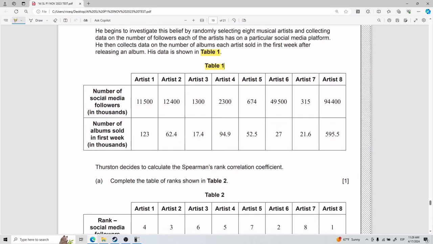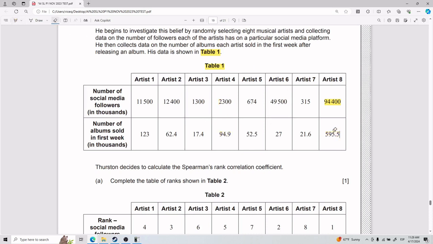Just so that we understand, for example, artist 4 with 2,300 social media followers, the number of albums he sells in the first week in thousands is 94.9. The guy with 94,400 social media followers sells around 595.5 thousands of albums in the first week. Okay, so that is information it's giving you.